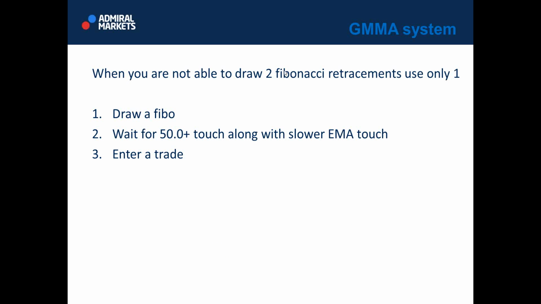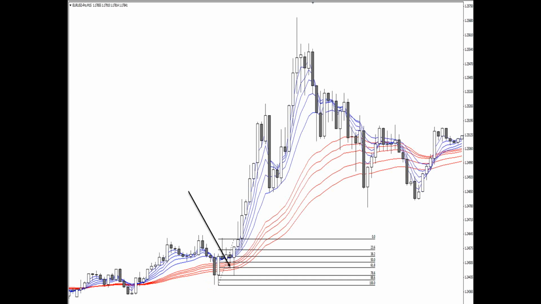When you are not able to draw 2 Fibonacci retracements, because sometimes we will see some examples where there are not always opportunities to draw 2 Fibonacci levels, we only use one. So we draw a Fibo, we wait for a 50, 61.8, 78.6 touch, along with the slower EMA touch, so red, and enter a trade. Okay, this is the occasion.